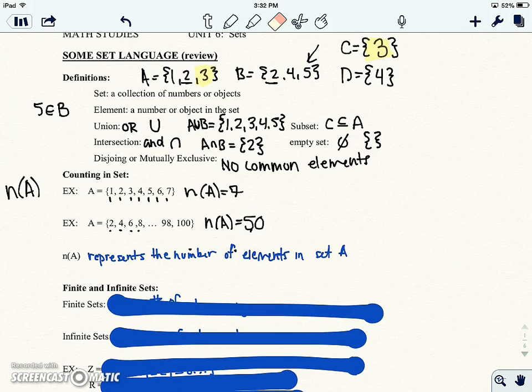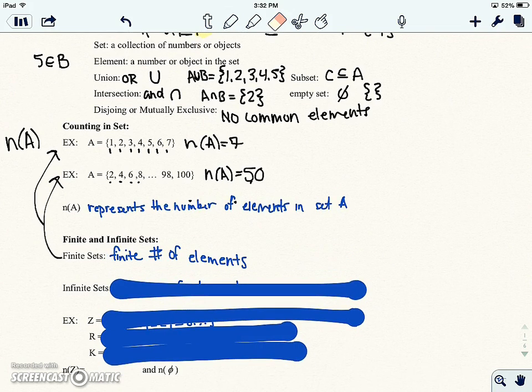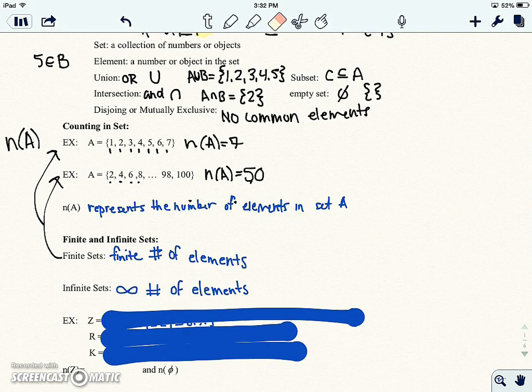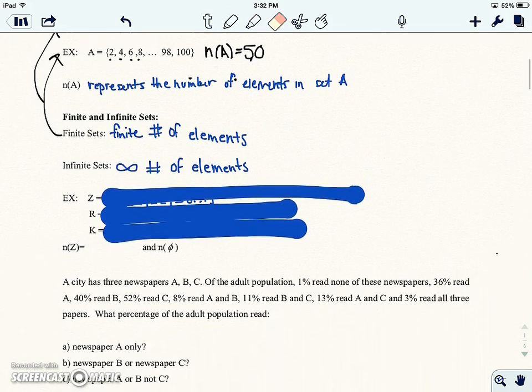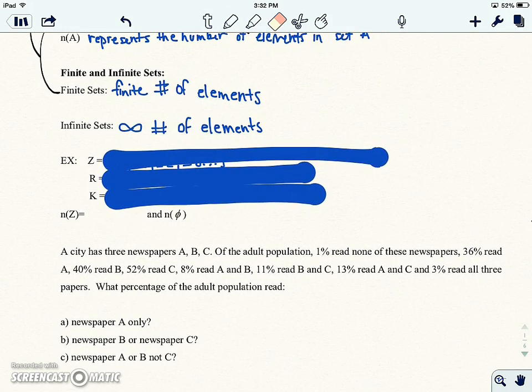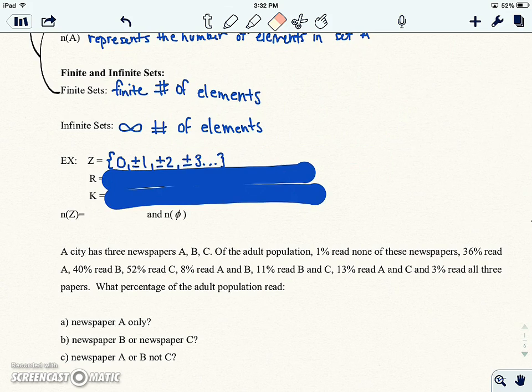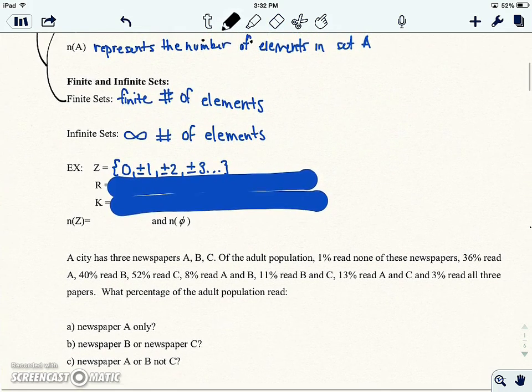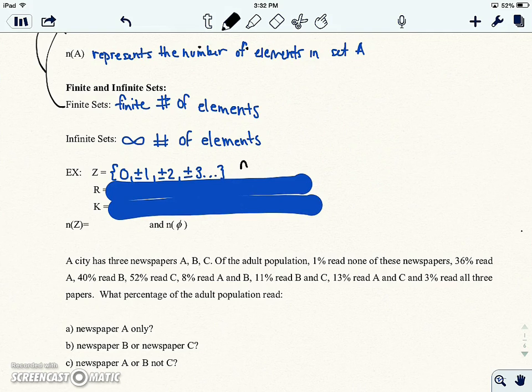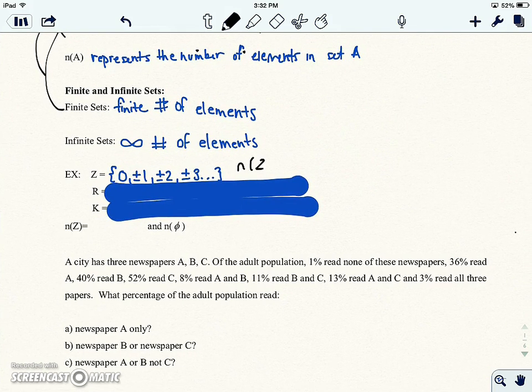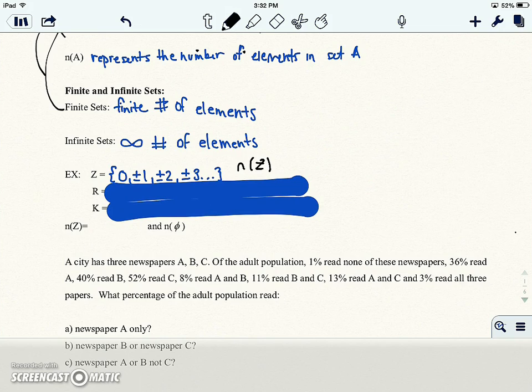We have finite sets and infinite sets. The previous two are finite because there was a fixed or final number of numbers, a finite number of elements. And then there are also infinite sets, which means they have an infinite number of elements. You may have to pause to write this down. For example, Z, which is the integers, positive and negative integers, goes on forever. So the number of elements in Z is infinite.